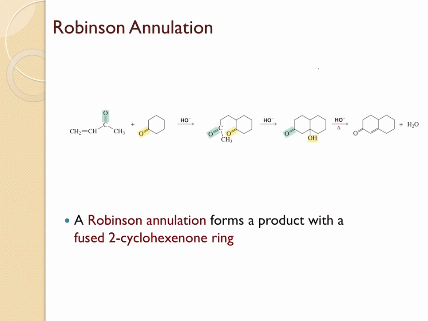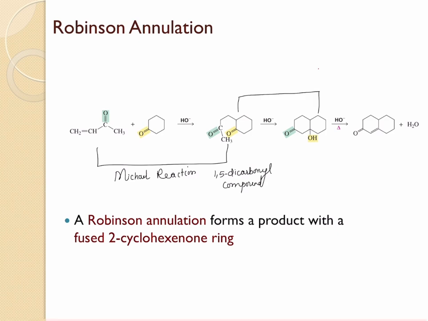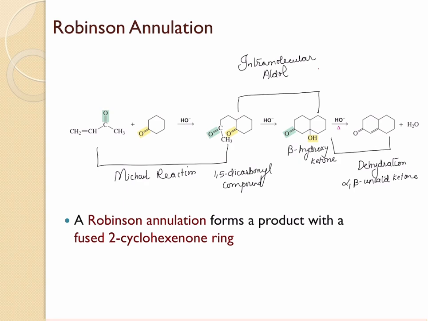Here is an example for Robinson's annulation. The first reaction right here is the Michael addition reaction, where you can see that this is the 1,5-dicarbonyl compound that is formed in the Michael reaction. And the second reaction is an intramolecular aldol addition reaction, where you can see that the product is a beta hydroxy ketone in this case. And the next reaction, the last reaction, is basically a dehydration reaction, which leads to the formation of an alpha beta unsaturated ketone. In general, the product of the Robinson annulation reaction is going to be a fused 2-cyclohexanone ring structure.